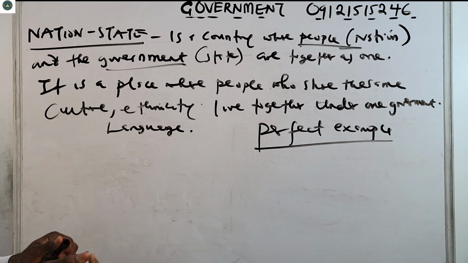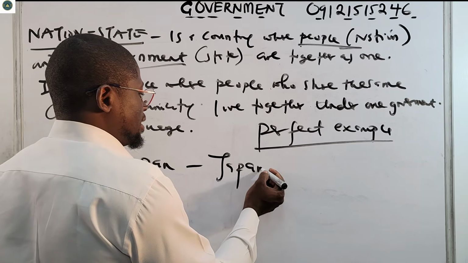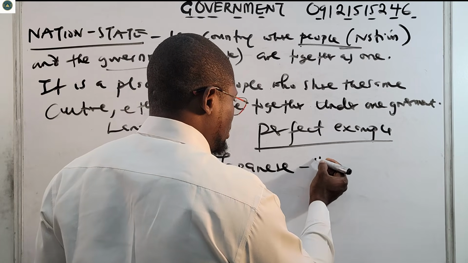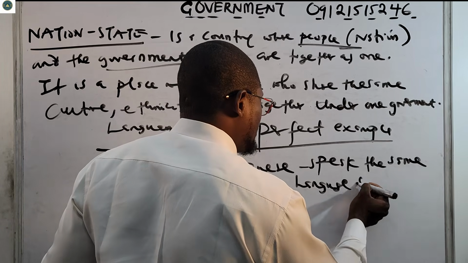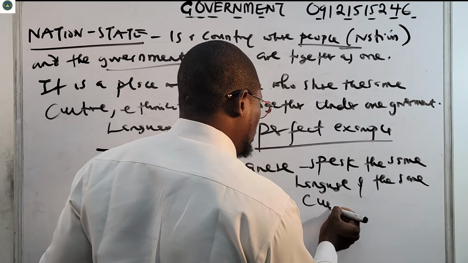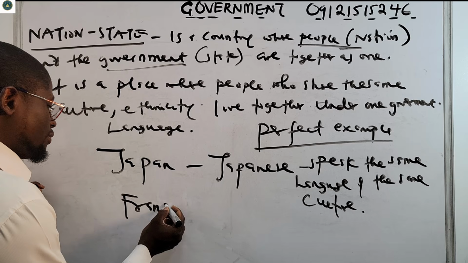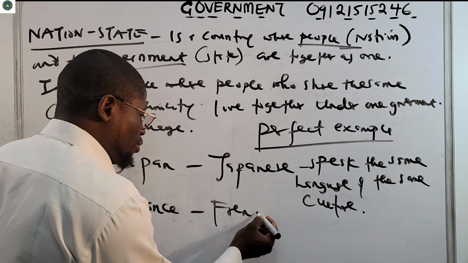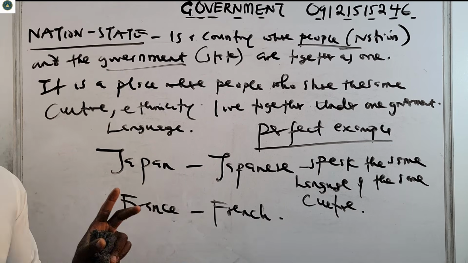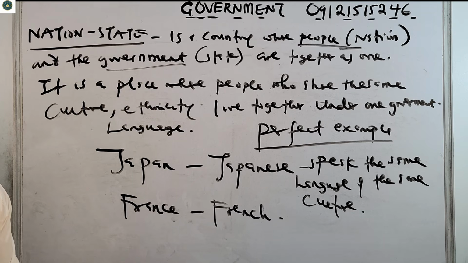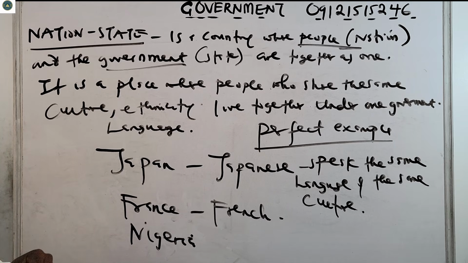For example, let me give you a good example, like Japan. Most people in Japan are called Japanese. They speak the same language and have the same culture. Also France, for example. Most people in France are French. They speak the same language, French, and they have one government. So that is a perfect example of a nation-state. But Nigeria, I say Nigeria is a nation-state, and it can be an example, but it's not a perfect example of a nation-state.